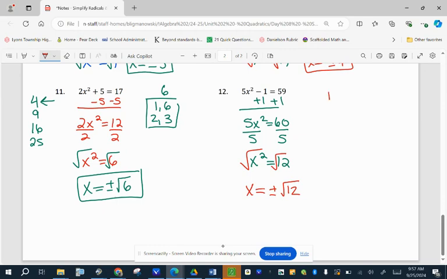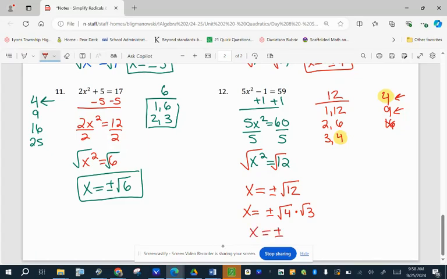But let's see if we can simplify 12. So I'm going to think about factors of 12. And then I'm going to compare that to my perfect squares. So the only options would be 4 or 9. In this case, 4 is a perfect square and a factor. So we can simplify square root of 12 into square root of 4 times square root of 3, because 4 times 3 would give me 12. And 4 is a perfect square, so this 4 is going to become a 2. And so this would simplify into plus or minus 2 square root 3.